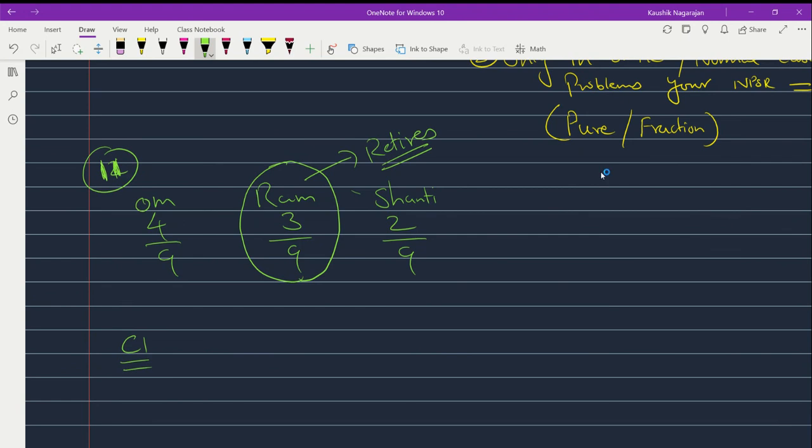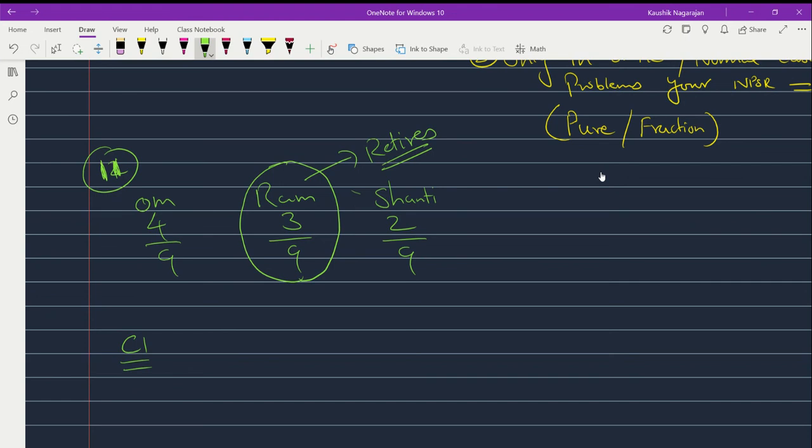Case 1, it is mentioned that if Ram gives his share to Om and Shanti in the original ratio of Om and Shanti. So in the first case, if Ram gives his share to Om and Shanti in the original ratio of Om and Shanti, which means what will be the ratio?